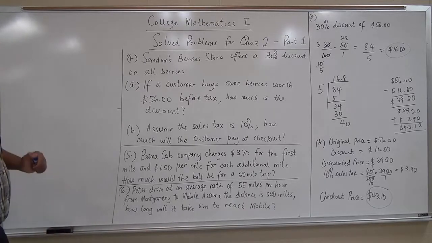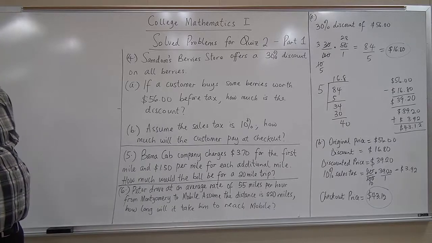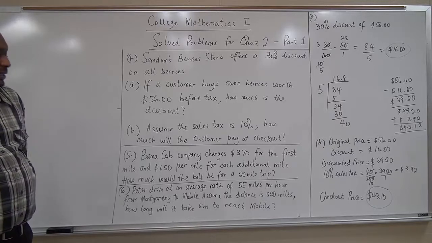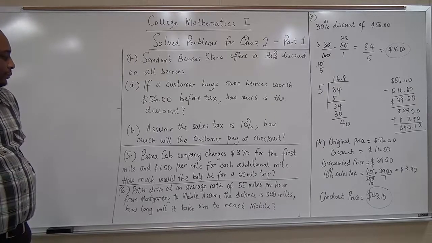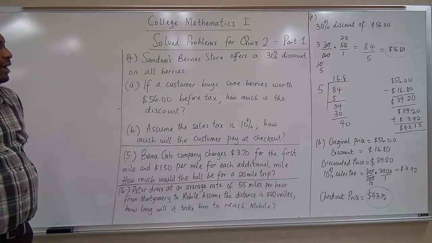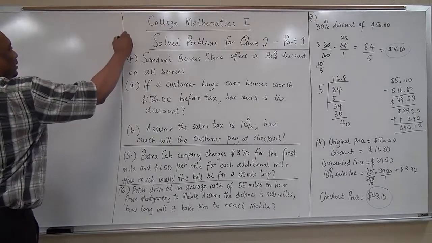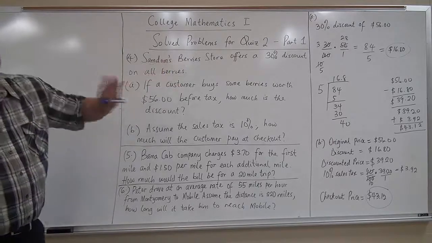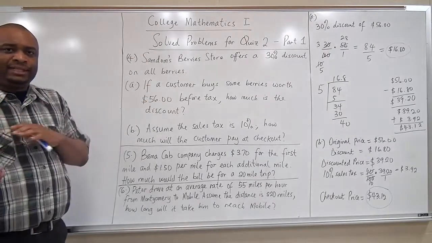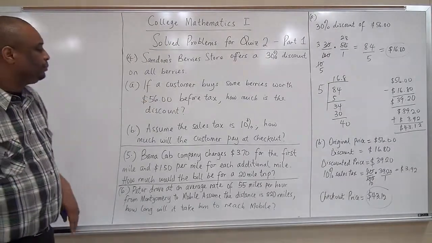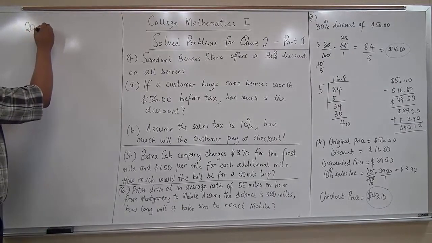It says, Bama Cab Company charges $3.70 for the first mile and $1.50 per mile for each additional mile. How much would the bill be for a 20-mile trip? Okay, now we have to understand this. Like I mentioned in quiz 1, with word problems you need to understand it, and then you rephrase it in a way that makes meaning to you. For a 20-mile trip.